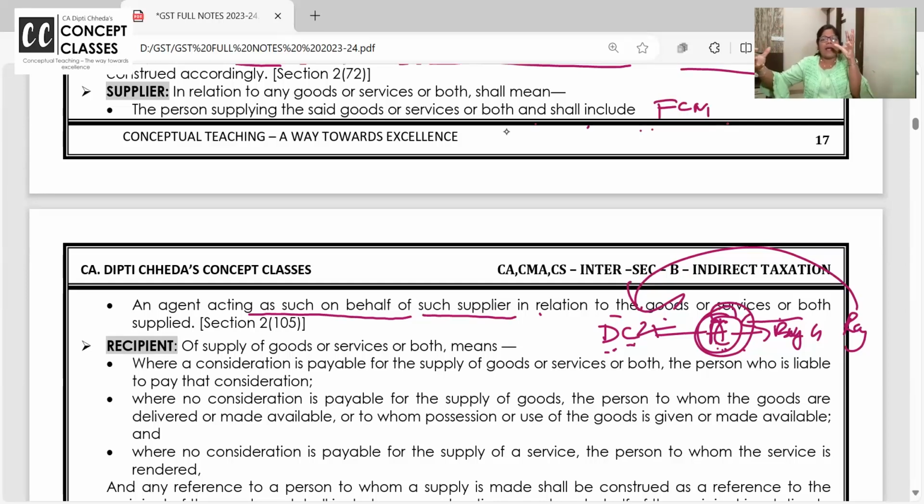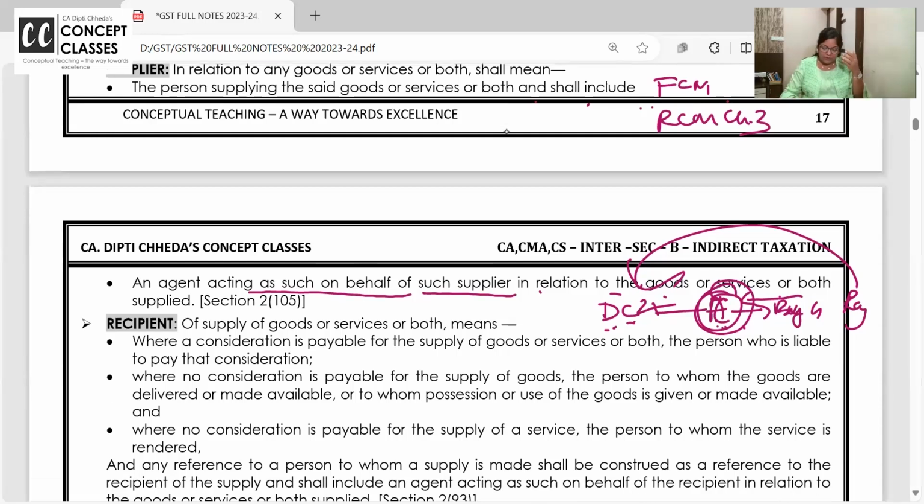The supplier is a small cab operator. He is giving services to a company. The company is taking cab service from a small supplier. Who is the company? The recipient. Still, the recipient has to pay the tax. RCM, reverse charge mechanism, chapter 3. Right now we are in which chapter? Chapter 2. But these are the names, that's why definitions are important.